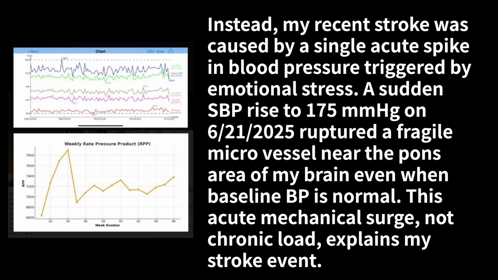Instead, my recent stroke was caused by a single acute spike in blood pressure triggered by emotional stress. A sudden SBP rise to 175 mm of mercury on June 21, 2025, ruptured a fragile microvessel near the pons area of my brain, even when baseline BP is normal. This acute mechanical surge, not chronic load, explains my stroke event.